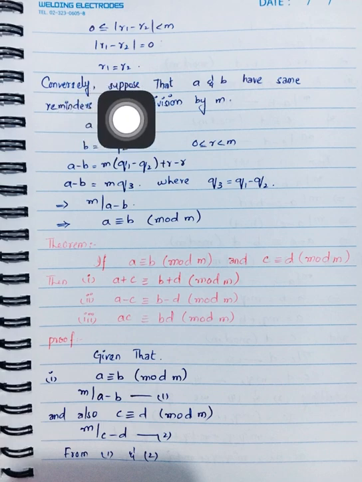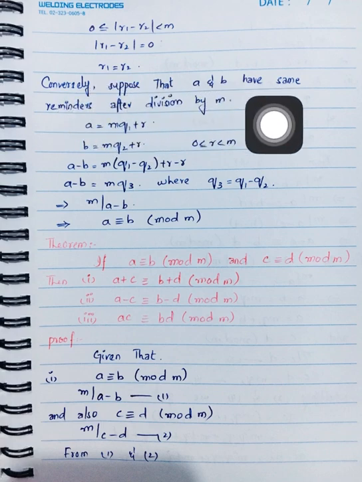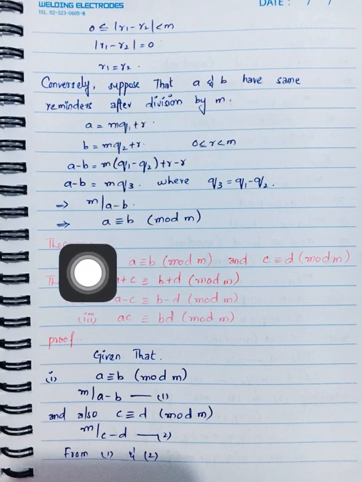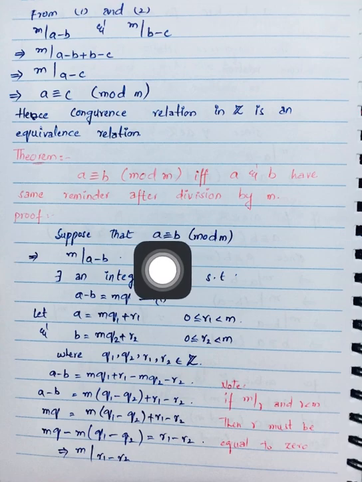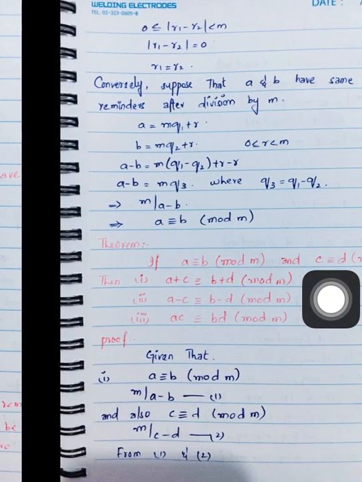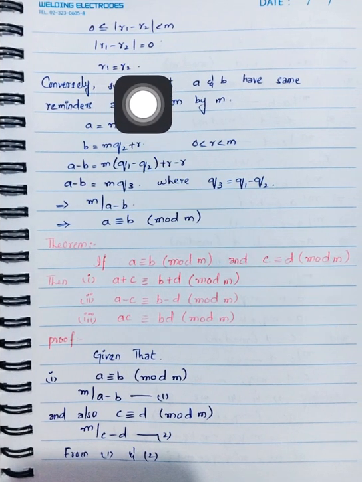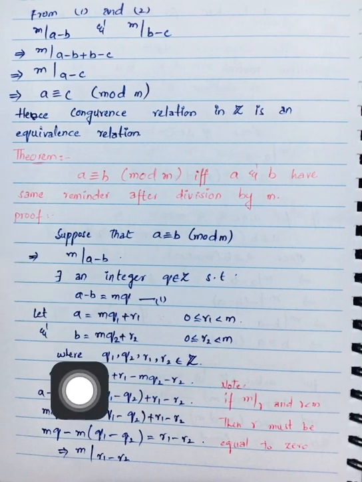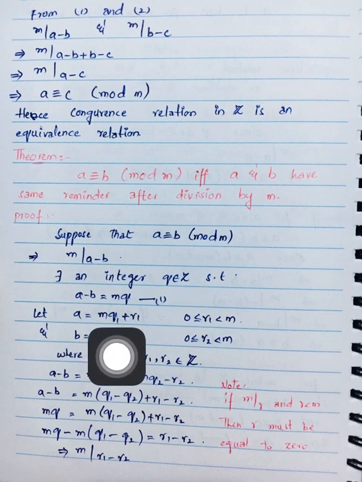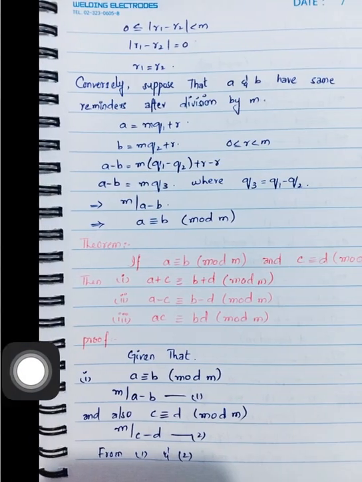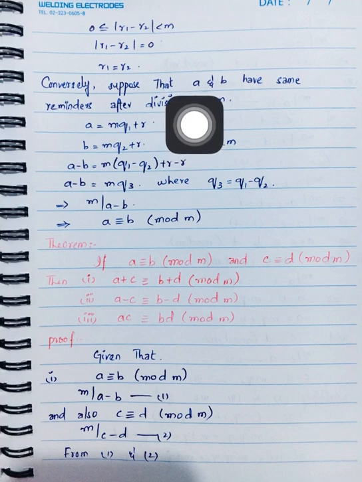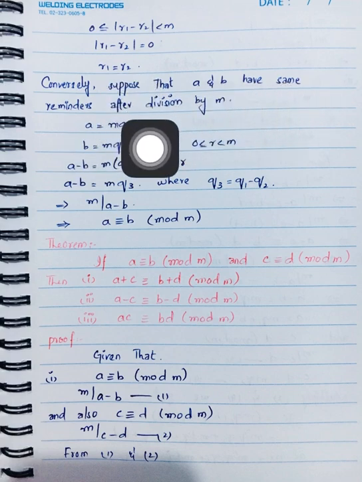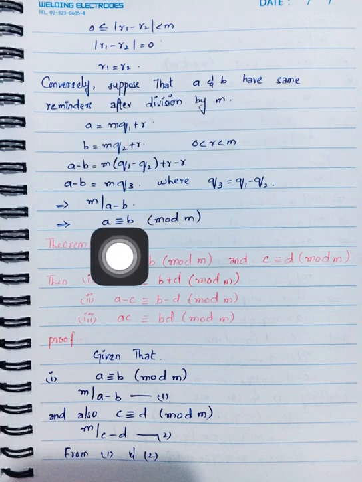Now conversely, suppose that a and b have the same remainder. Here I take this result and prove that a and b have the same remainder, that r1 equals r2. That means a and b have the same remainders. Now in the next step, conversely, I suppose that a and b have the same remainders, and I prove that a is congruent to b.